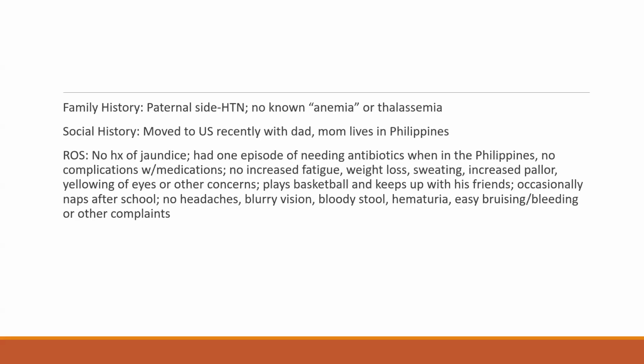For his family history, there is no known anemia or thalassemia that they're aware of. And again, they recently moved here with dad, and the mom, they're still together, but was living in the Philippines. He had no history of jaundice, did again well with some unknown type of antibiotics. He's not had any increased fatigue, sweating, no pallor, he's never yellow. He plays basketball with his friends, says he naps occasionally, but for him this is normal. Denies any headaches, easy bruising or bleeding or other complaints.